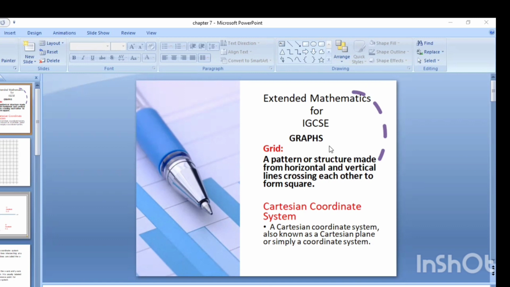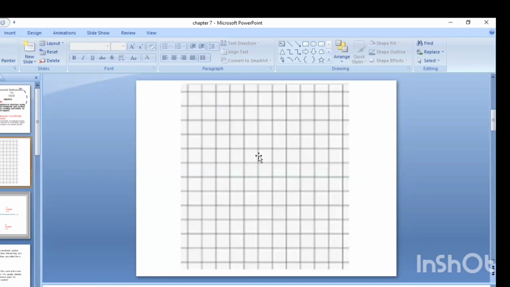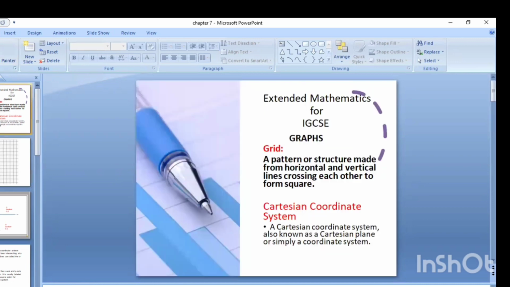So first is the grid. A pattern or structure made from horizontal and vertical lines crossing each other on a square is called the grid. This is called the grid for the graph, how the graph forms.